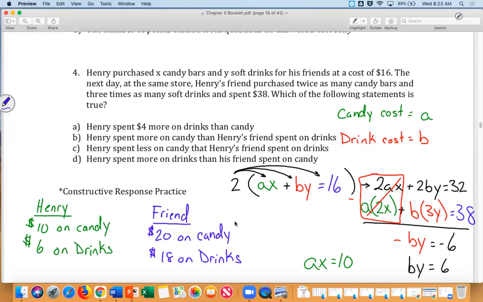Now it says Henry spent $4 more on drinks than candy. That's false. He spent $4 more on candy than drinks. Henry spent more on candy, $10 on candy, than Henry's friend spent on drinks. That was 18. So that's false. Henry spent less on candy than Henry's friend spent on drinks. So $10 on candy, $18 on drinks. I'm kind of feeling that one. Henry spent more on drinks, that's 6, than his friend spent on candy. That's false.